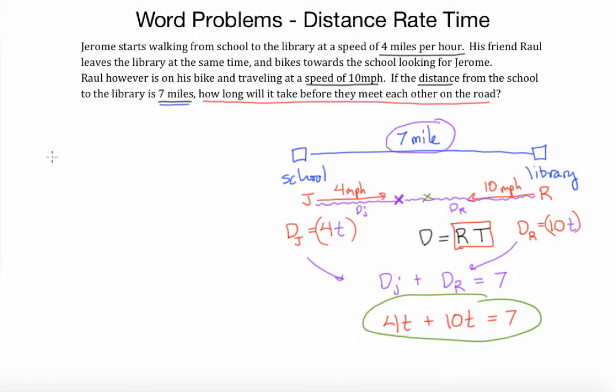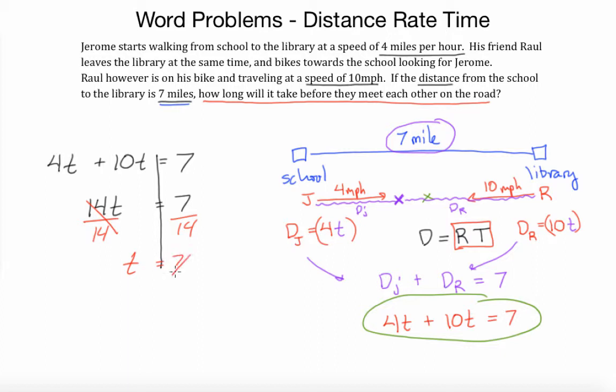All right, let's solve it out. I'm going to do my algebra over here. 4t plus 10t equals 7. Combine like terms, that's 14t equals 7. I'm going to divide both sides by 14 to see that t equals 7/14, which reduces down to 1/2. T is a time, so how long does it take before they meet? The time takes half an hour, or 30 minutes.